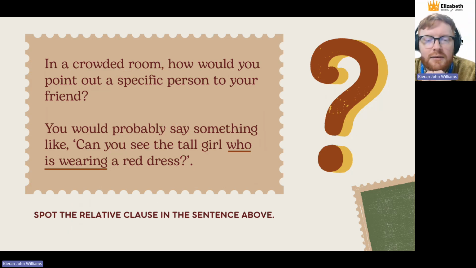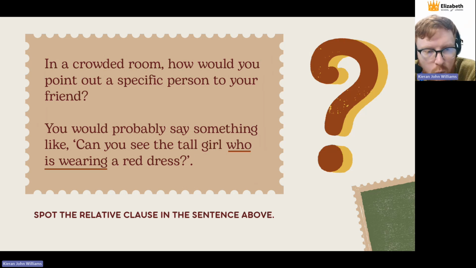So let's have a look at this little idea to begin with. It tells us, in a crowded room, how would you point out a specific person to your friend? Have a little think about that. How would you do it? What words would you use? I'm sure you're all coming up with great ideas here, but you would probably have something like this: Can you see the tall girl who is wearing a red dress? That would be a nice, normal, usual way of doing it.